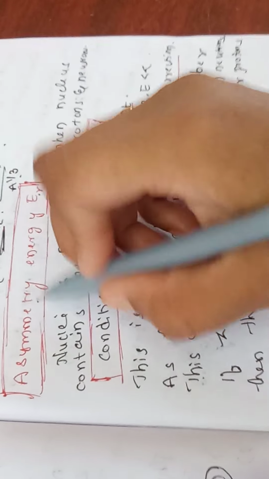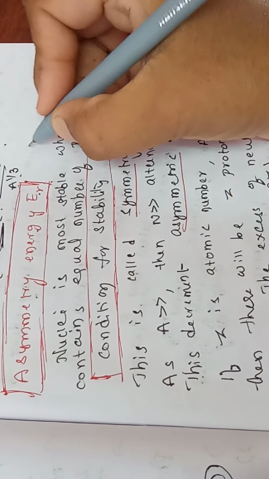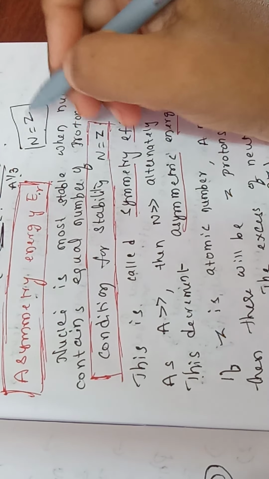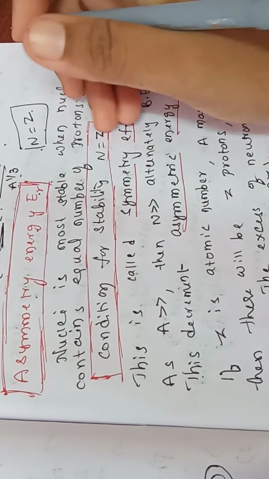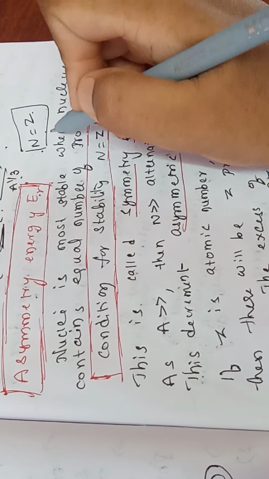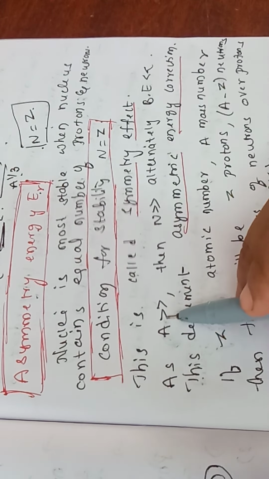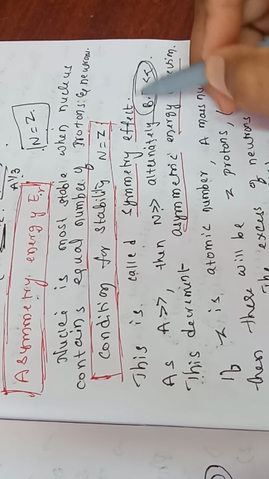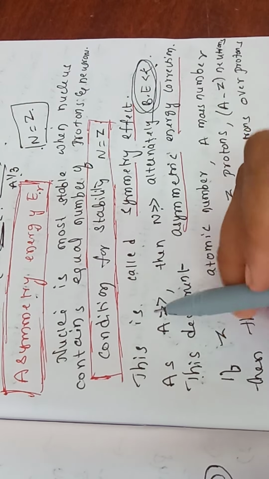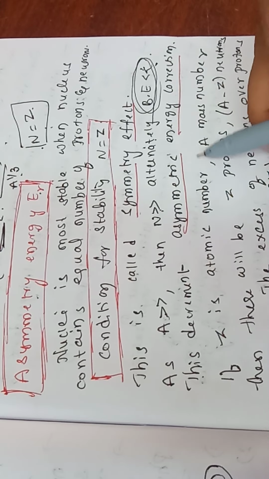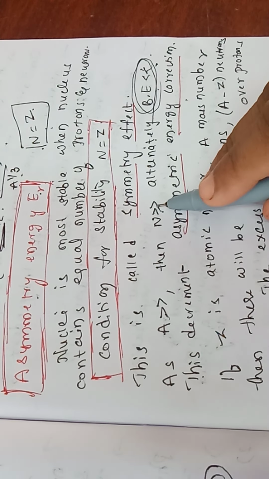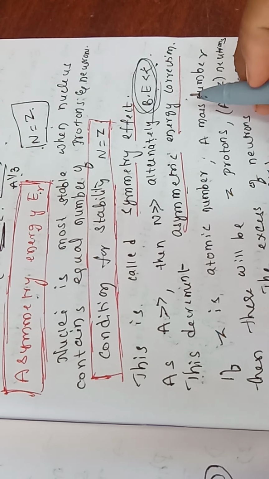Now next, let us move to ER. ER means asymmetry energy. Actually, for N equal to Z only, the nucleus will be more stable compared to other nuclei. In a nucleus where the proton number is equal to the neutron number, that nucleus will be more stable compared to the neighboring nucleus. This effect we call the symmetry effect. But as mass number increases, neutron number increases, and when neutron number increases, the binding energy decreases. This decrement of binding energy due to the increase in mass number, thereby the increase in neutron number, we call the asymmetric energy correction.